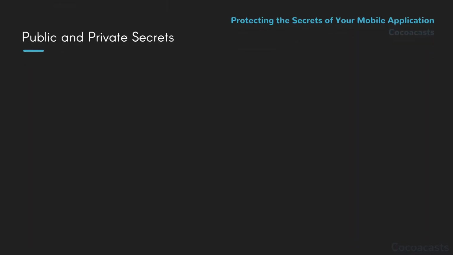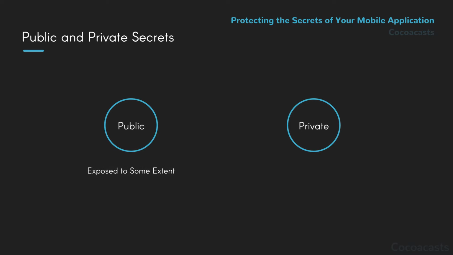It's important to make a distinction between public and private secrets. The goal is to keep both types of secrets out of the hands of other parties. The difference between these types of secrets is that public secrets are intended to be exposed to some extent. They should not cause major issues if they are compromised. Having a private secret exposed is a major security breach with significant consequences.